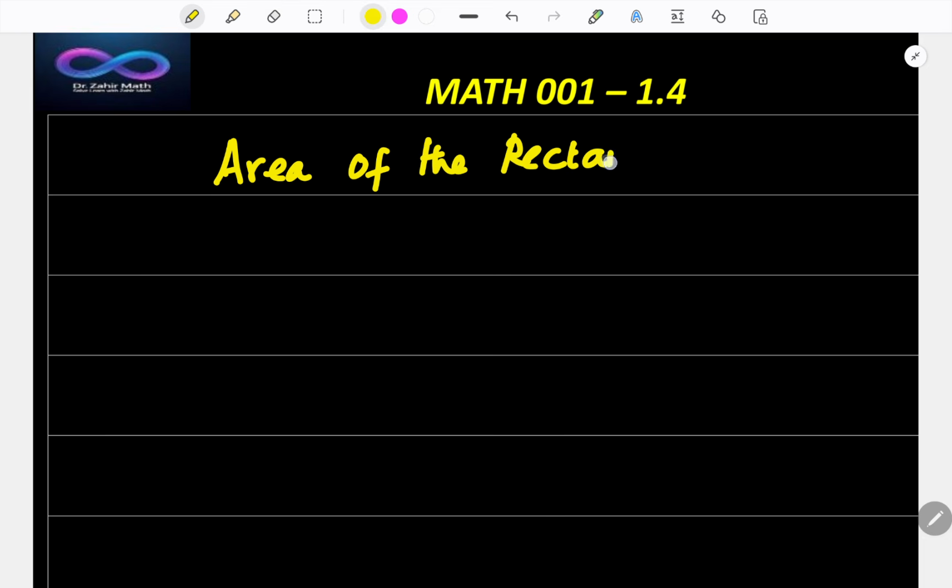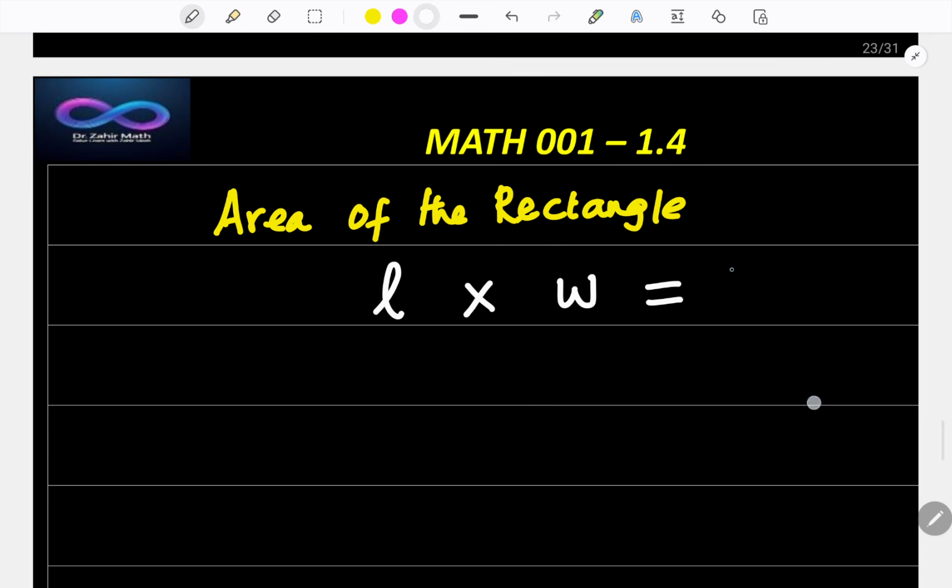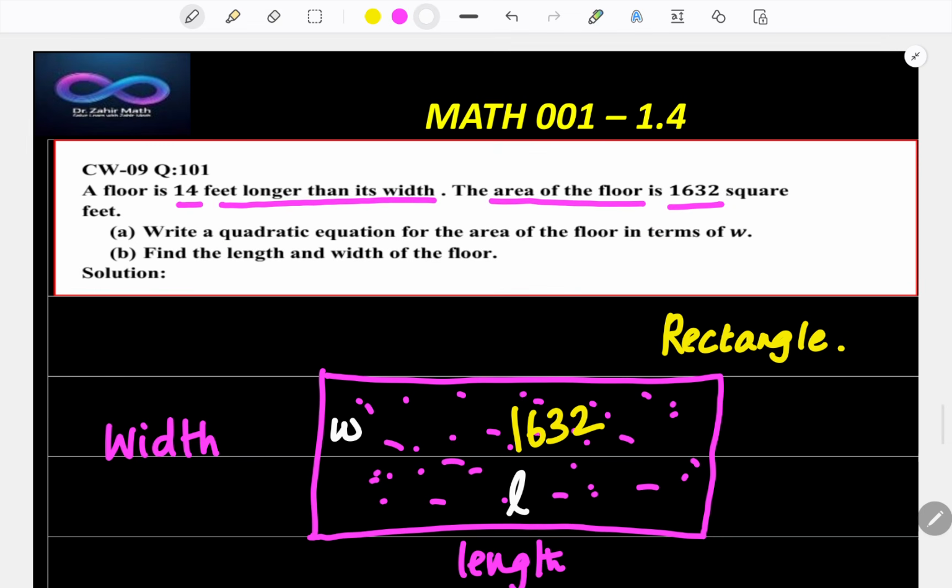So the area of the rectangle is equal to, rectangle, R-E-C. Area of the rectangle is equal to what? Length multiplied by width. Remember this rule? This is given as 1632. So 1632 is given. Let us read the question.